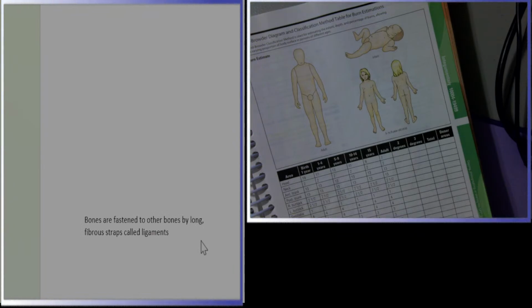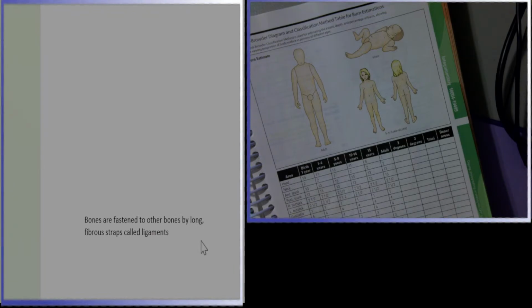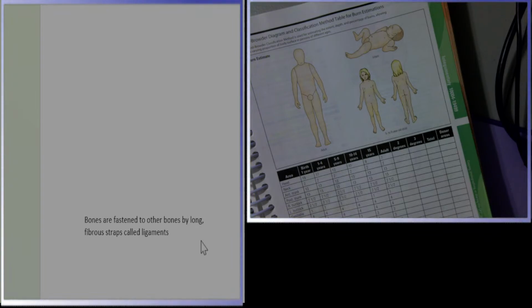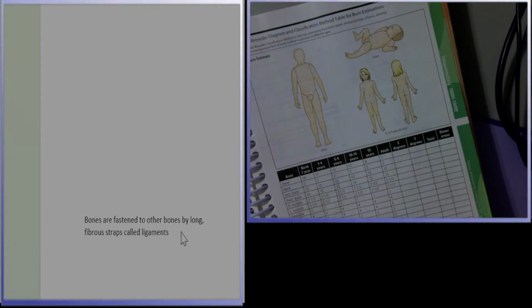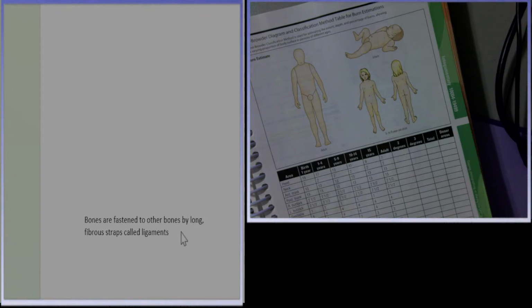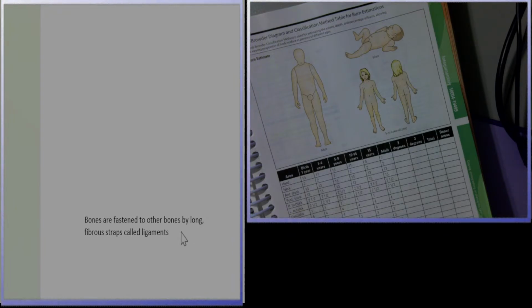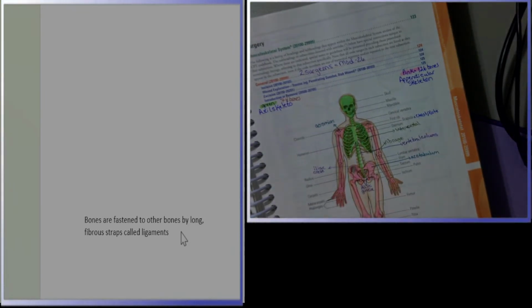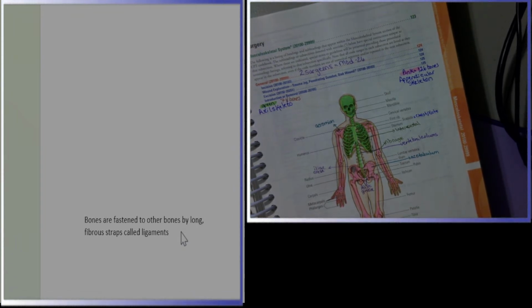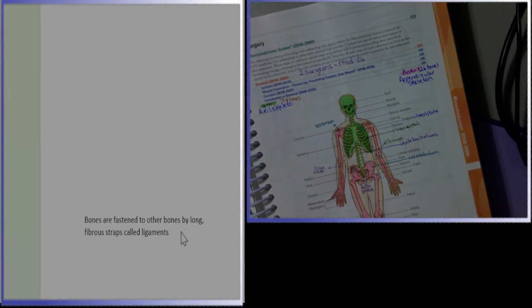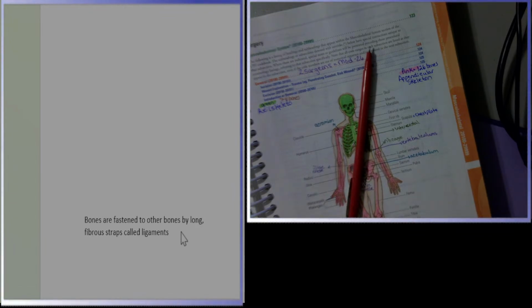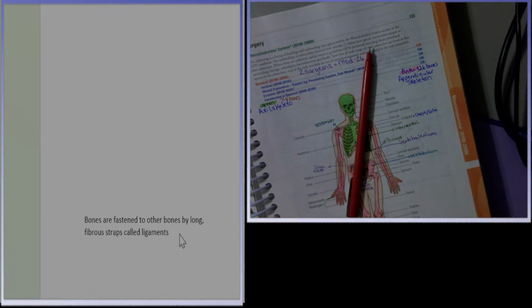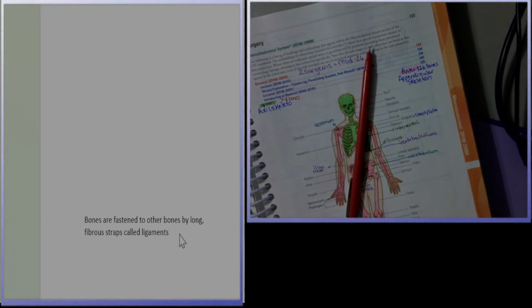Bones are fastened to other bones by long fibrous straps called ligaments. Be sure you have that written in your book, in musculoskeletal at the very beginning of that section, right here with Mr. Skeletor. Make sure it is pink highlighted. Make sure it is, I don't know, written in red. Make sure you absolutely 100% know this for any medical coding certification exam.